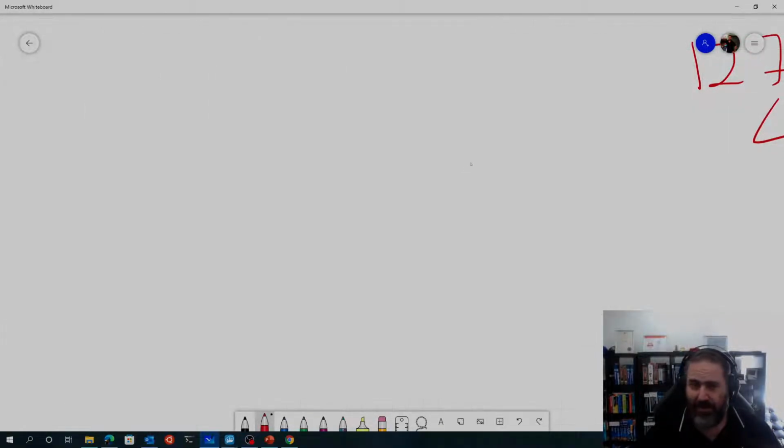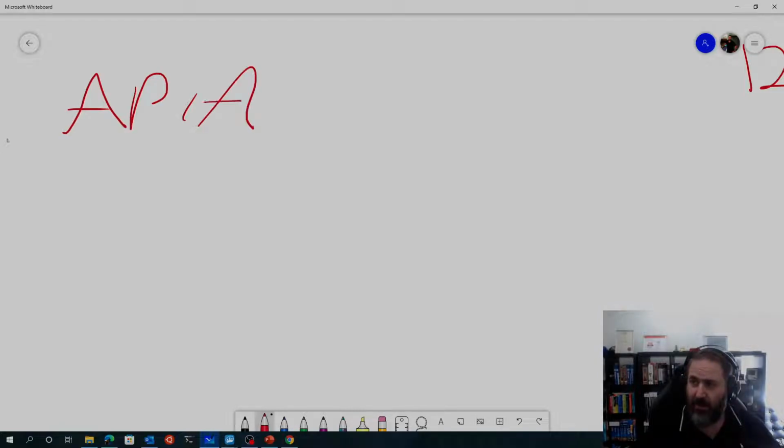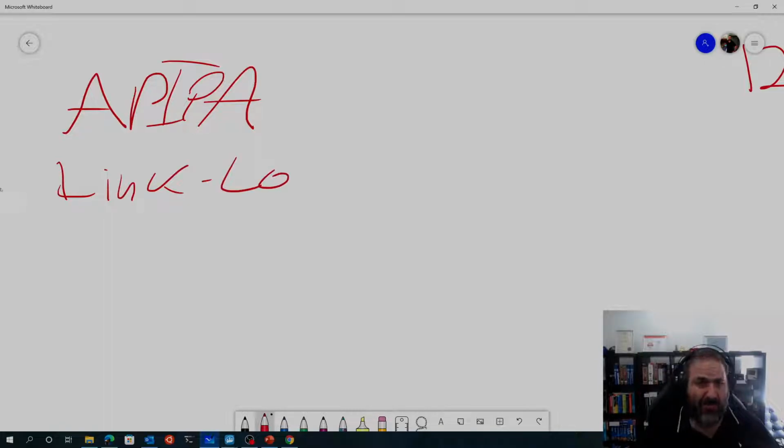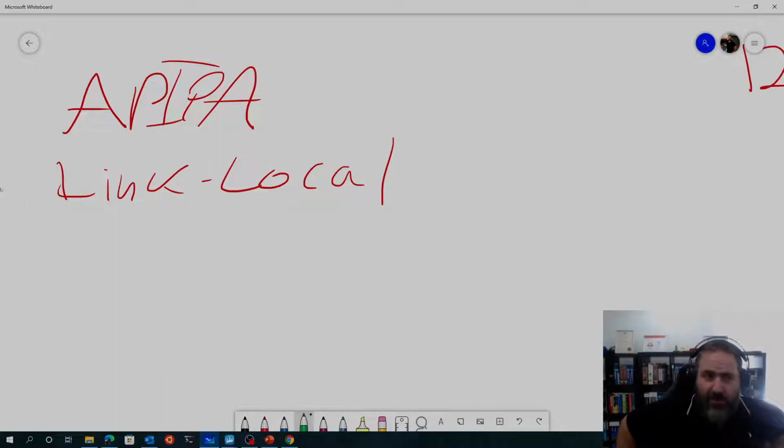The next one is a link local address. Well, I don't call it link local. I have another name for it. I call it an APIPA address. But they call it link local now. They call it link local because IP version 6 has come along, and they use this technology for IP version 6 as well. What it does, and there's something very, very important you need to know.